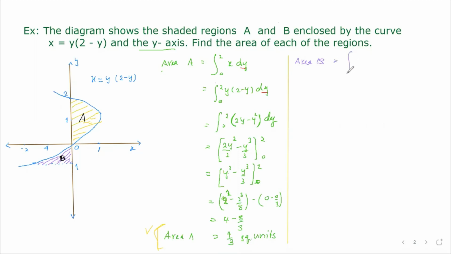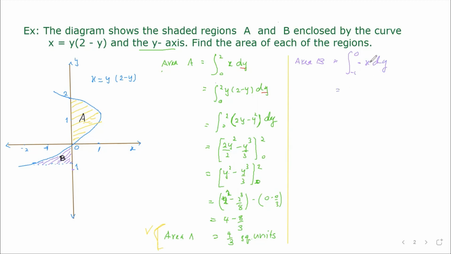So integrate from where? From 0 to -1. This is -1. Okay, so that means from negative to 0, not 0 to -1. So integrate -1 to 0, and then x dy, but this is below the x-axis, then x should be negative.